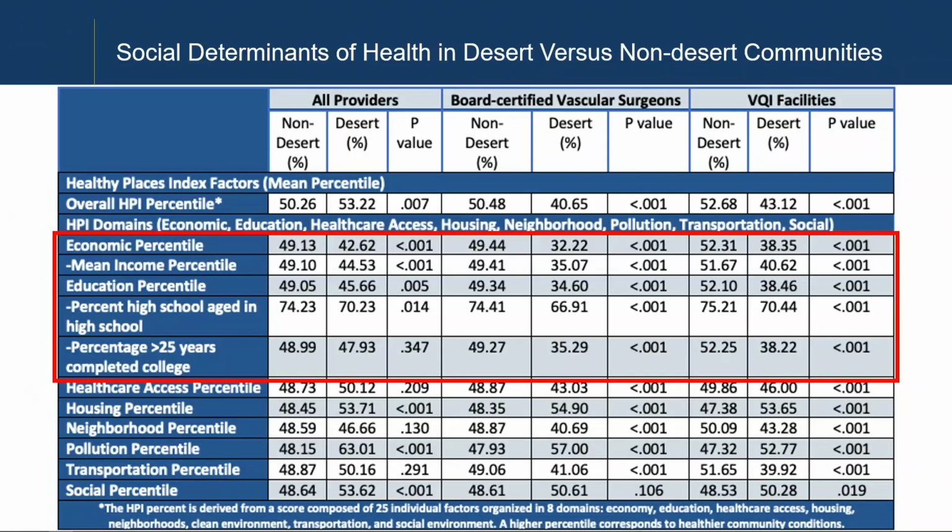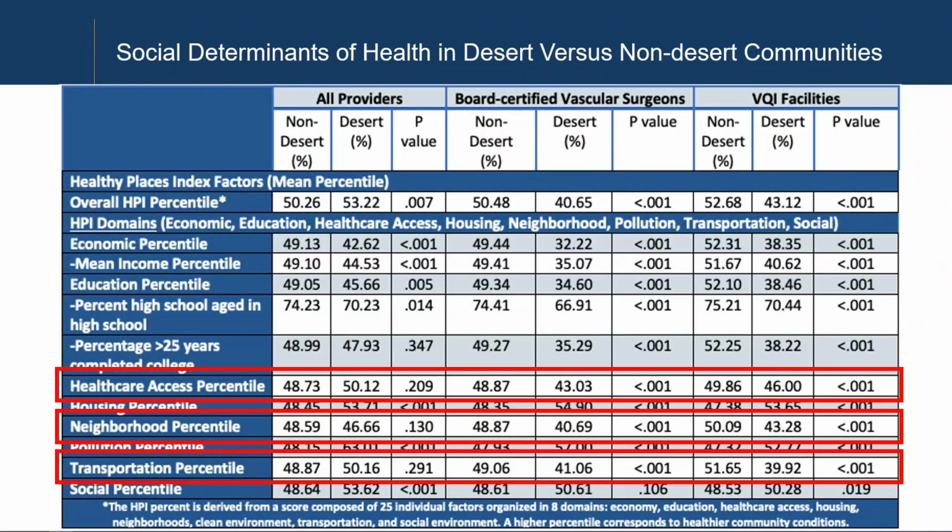A more granular look at the factors comprising the HPI score revealed that economic and education factor percentiles were significantly lower in all desert populations. Residents in all desert regions were in a lower mean income percentile, had a lower percentage of the population finishing high school, and a lower percentage of the population finishing college.